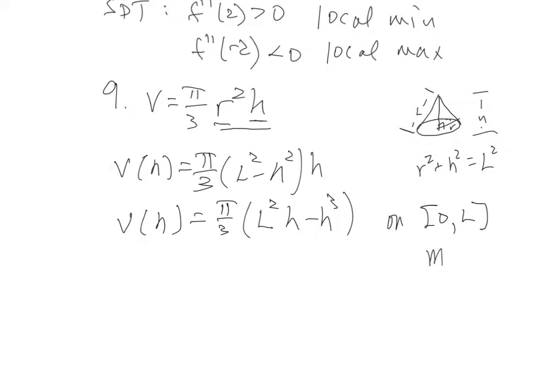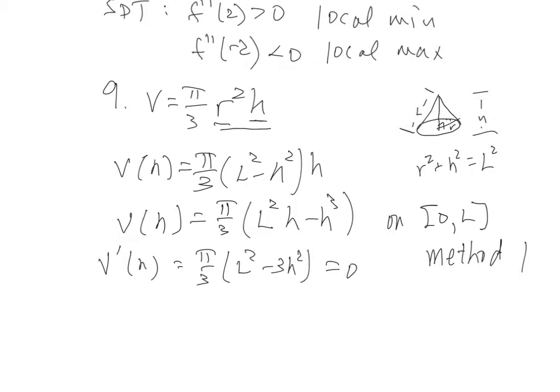And since we have a closed interval, we're going to use method 1 for the absolute max. Excuse me, take the derivative. Pi over 3, L is a constant, so L squared minus 3h squared, set it equal to 0. And the pi over 3 goes away, and you can see h squared is going to be L squared over 3. And therefore, h is L over the square root of 3.